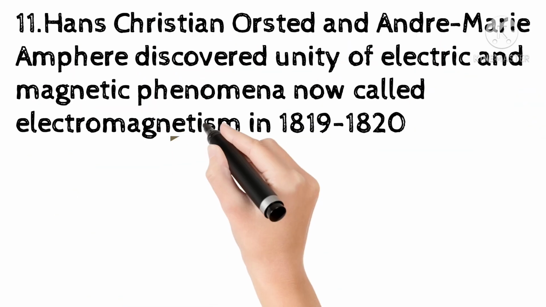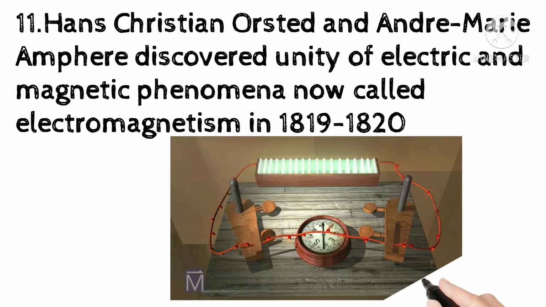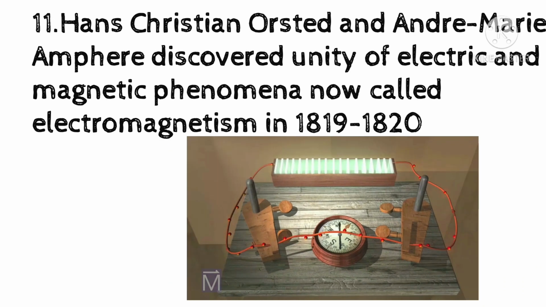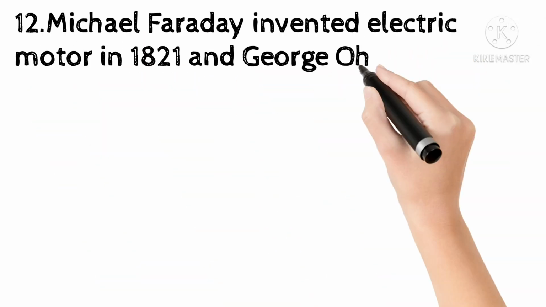Then comes Hans Christian Orsted and Andre Marie Ampere, who discovered the unit of electric and magnetic phenomena, now called electromagnetism, in 1819 to 1820. Hans Christian Orsted and Andre Marie Ampere discovered the unity of electricity and magnetism.